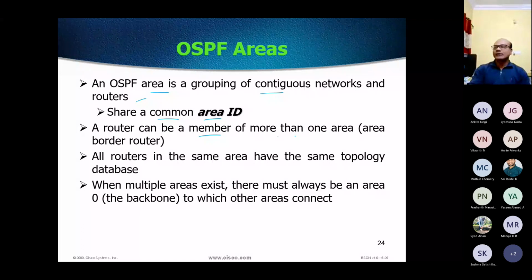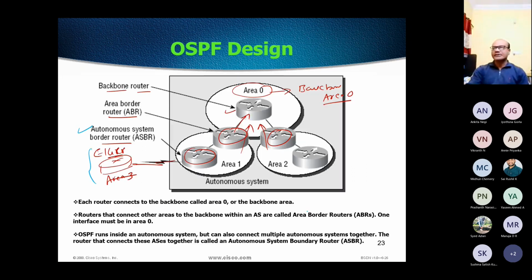A router can be a member of more than one area, which makes it an area border router. All the routers in the same area have the same topology database, because once they form the adjacency, they exchange the routing updates. When multiple areas exist, there must be an area 0, to which the other areas connect. Same thing, this topology, how it has been connected.